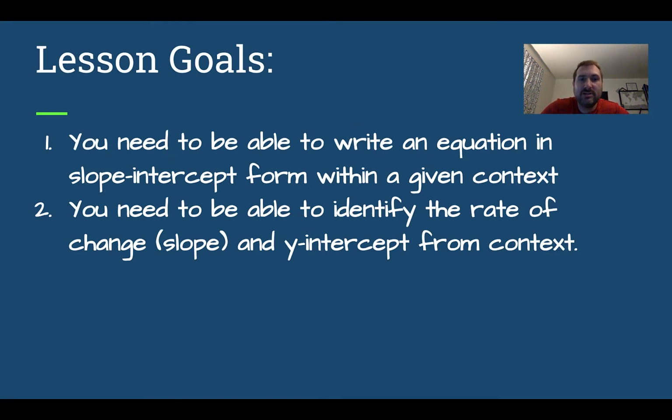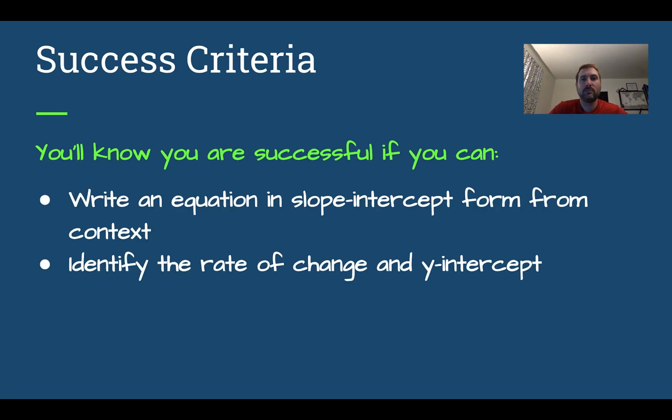After this lesson, you need to be able to write an equation in slope-intercept form within a given context, and you need to be able to identify the rate of change, which is also called the slope, and the y-intercept from context. After this lesson, you'll know you're successful if you can write an equation in slope-intercept form from context, and if you can identify the rate of change and y-intercept.